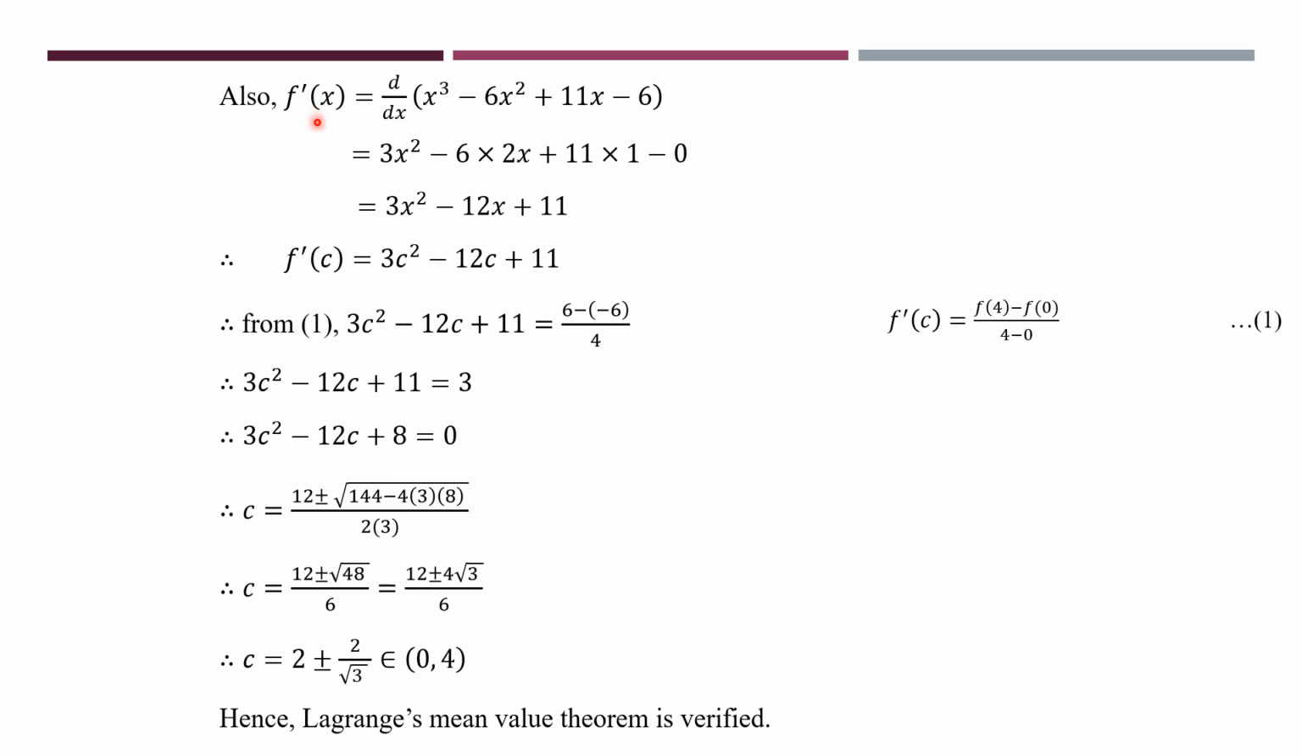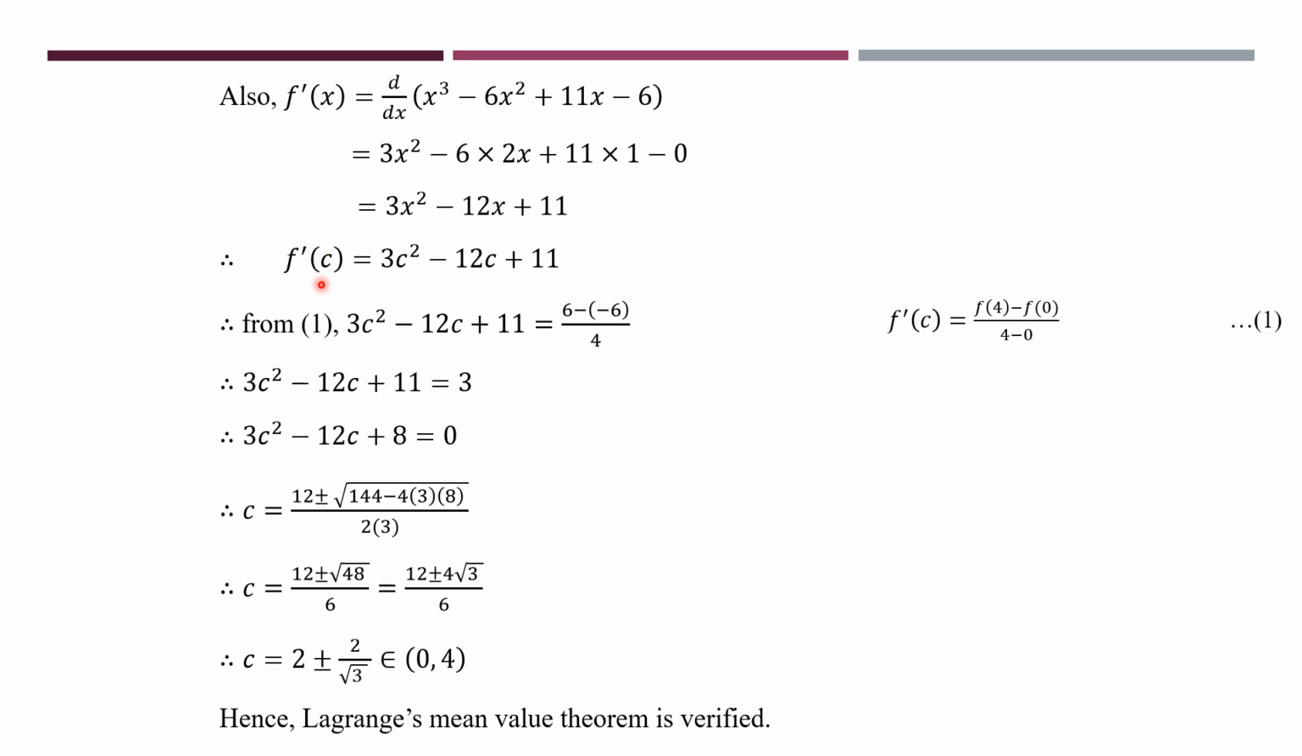Also, f dash of x, the derivative of x cube minus 6x square plus 11x minus 6. The derivative of x cube is 3x square, minus 6 times the derivative of x square, which is 2x, plus 11 times the derivative of x, which is 1, minus 6 being a constant term, its derivative is 0. Then we get 3x square minus 12x plus 11.